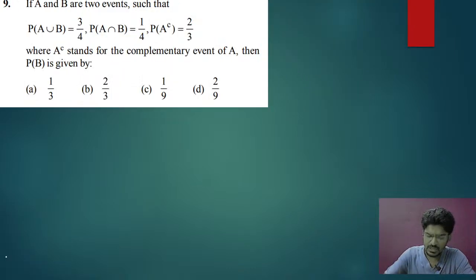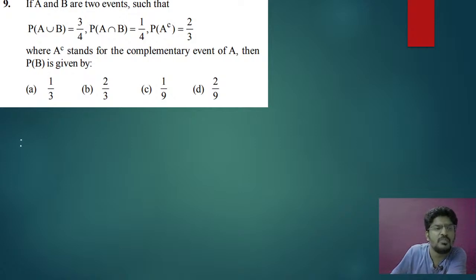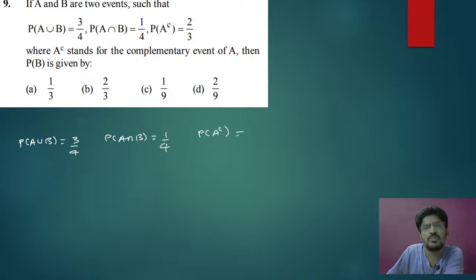Now we can go for the 9th question. If A and B are the two events, such that probability of A union B equal to 3 by 4, probability of A intersection B is equal to 1 by 4, probability of A complement is 2 by 3, where A complement stands for complementary event of A, then what is probability of B, they are asking. Very good. So now you just see probability of A complement means 1 minus probability of A.